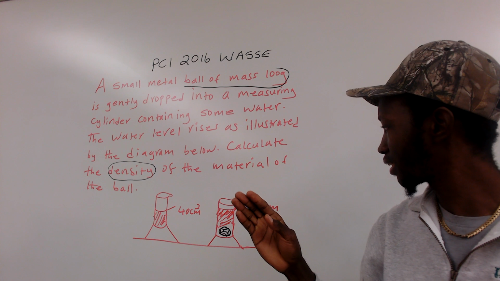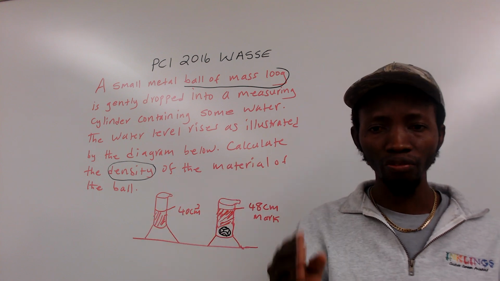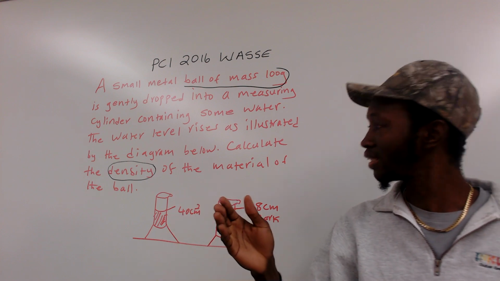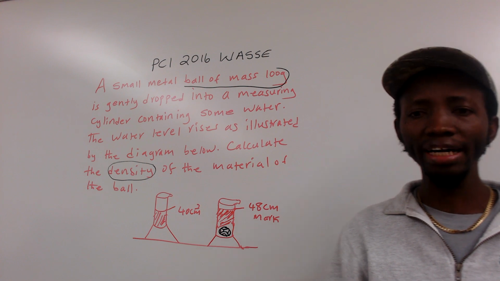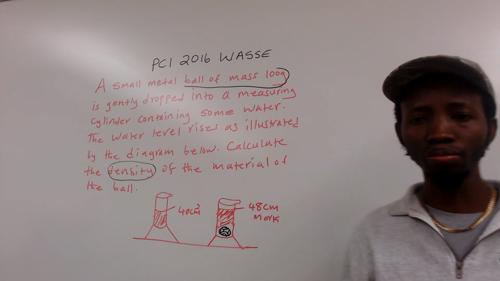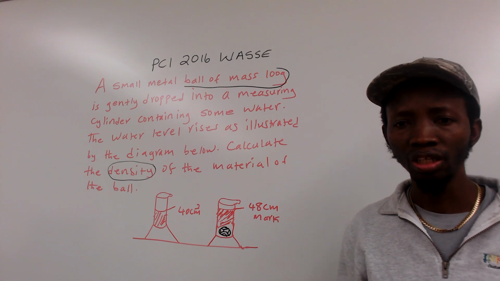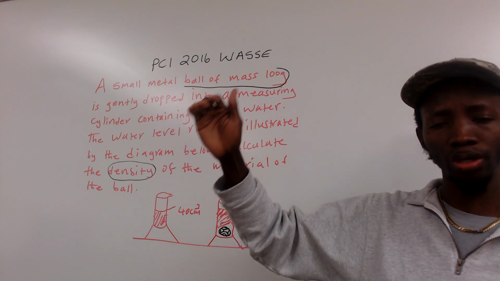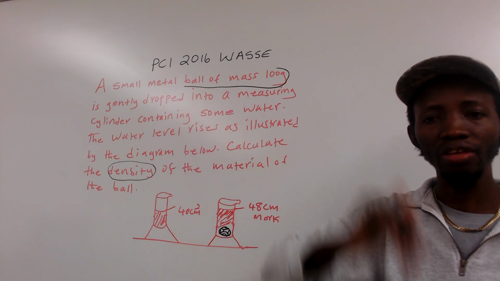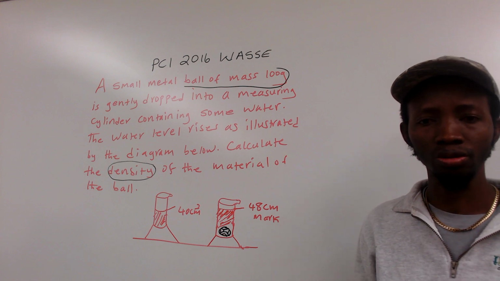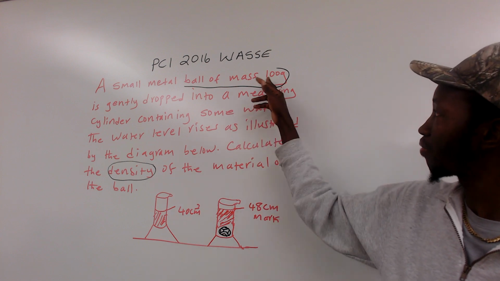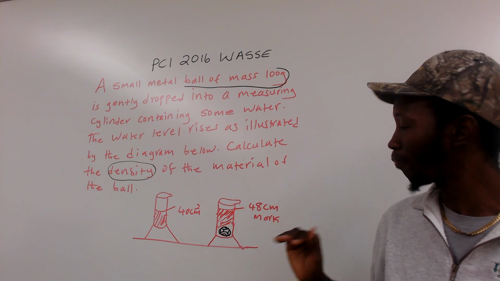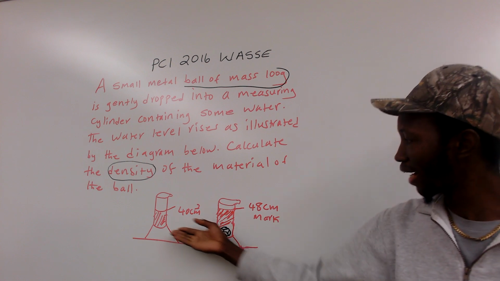So we have to figure out the volume of the ball, because of the relationship between the quantities mass, volume, and density, wherein density equals mass over volume. The density is the mass of the object divided by the volume of that same object. In this case, we are given the mass in grams, and we are not given the volume directly, but we are given two diagrams here.